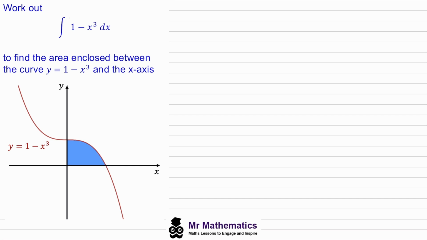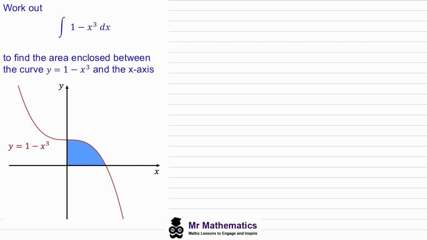Okay, so finally, we've been asked to work out the integral of 1 minus x cubed with respect to x to find the area enclosed between the curve and the x-axis. So this is this region here, shaded blue. And to work out this area, we need to find the x value at this point, because this will give us our limits. So perhaps you want to try this question yourself. You can pause the video, and when you come back, we'll go through a worked solution.